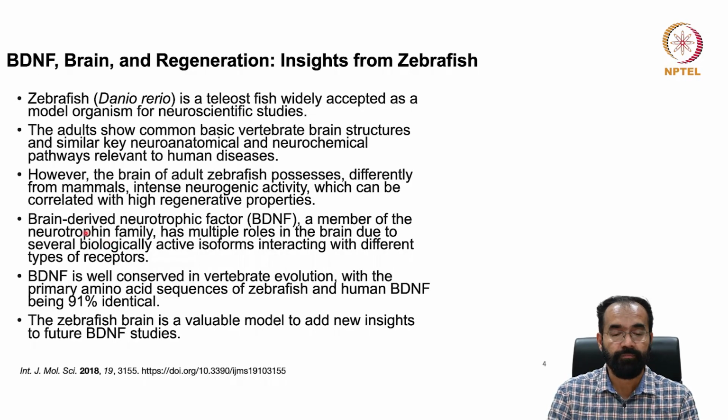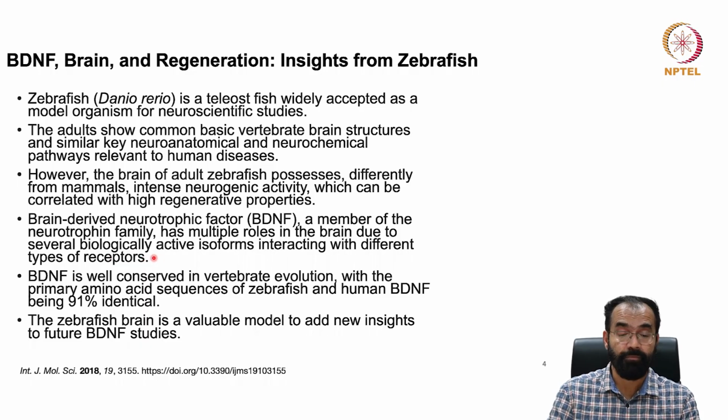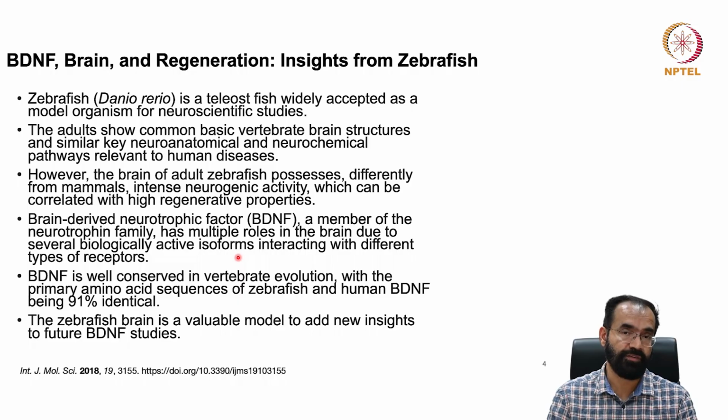One such factor which is contributing or favoring this is called brain-derived neurotrophic factor. In short form, it is called BDNF. It is also important for synaptic plasticity and maturation of neurons, etc. It is playing a vital role in various aspects of brain function. It is a member of the neurotrophin family, has multiple roles in the brain due to several biologically active isoforms interacting with different types of receptors. So BDNF is a well-studied molecule.